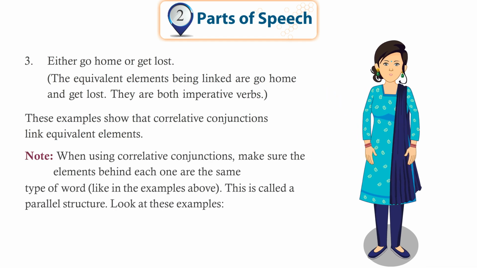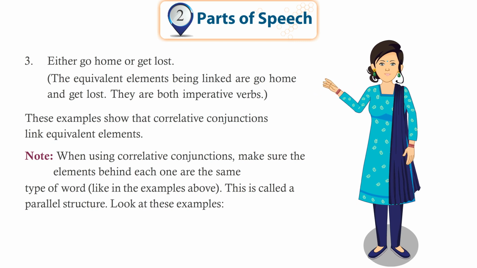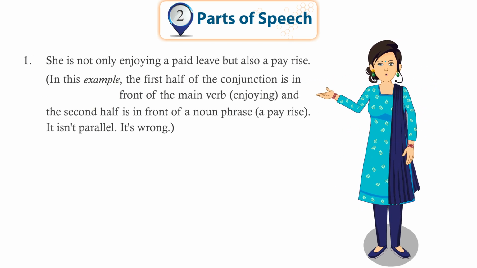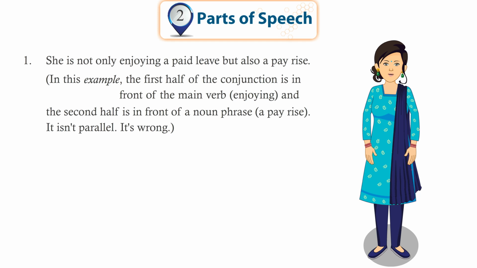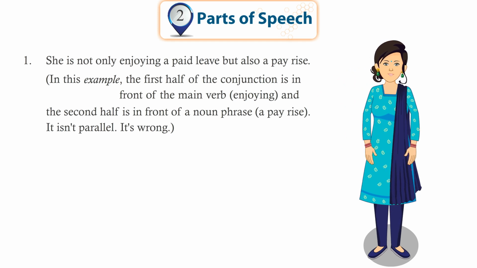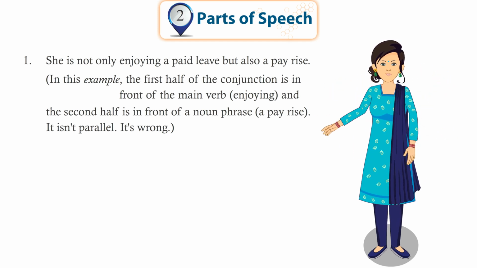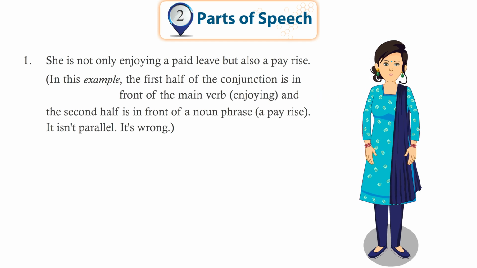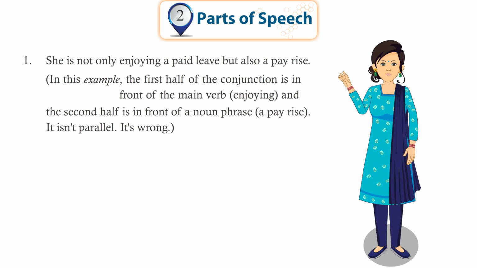Note, when using correlative conjunctions, make sure the elements behind each one are the same type of word, like in the examples above. This is called a parallel structure. Look at these. She is not only enjoying a paid leave but also a pay rise. In this example, the first half of the conjunction is in front of the main verb enjoying, and the second half is in front of a noun phrase, a pay rise. It isn't parallel, it's wrong.